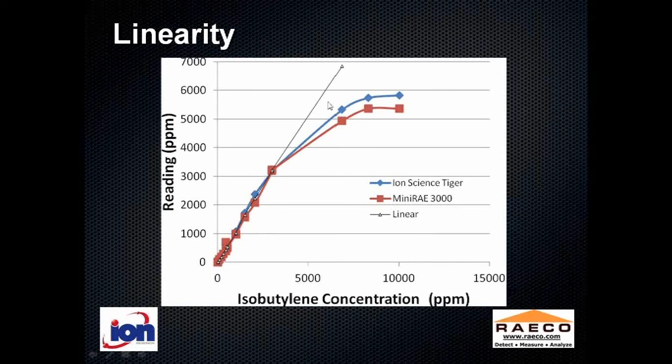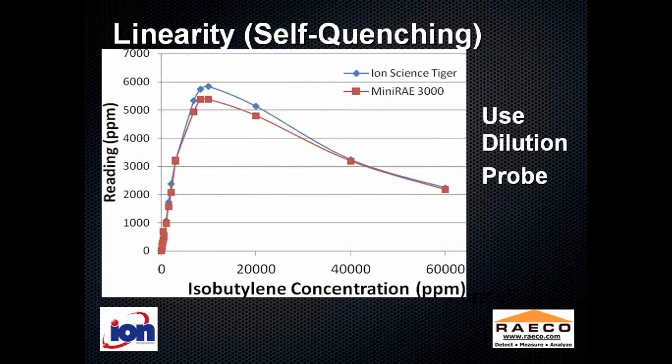But if you've ever come up to a big storage tank or some kind of liquid source of chemical, you might observe that the readings are lower than you would expect. And here's why. When you get over 10,000 ppm, this is again the same data as before, just expanding the scale to higher concentrations. The readings actually begin to drop at higher concentrations. And regardless of PID, this is just inherent in the photochemical nature of the photoionization process.